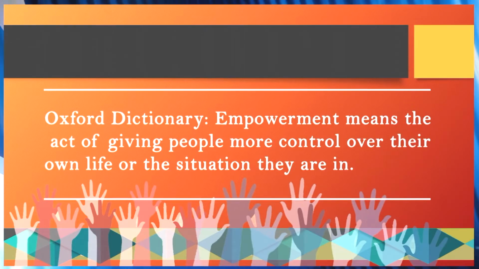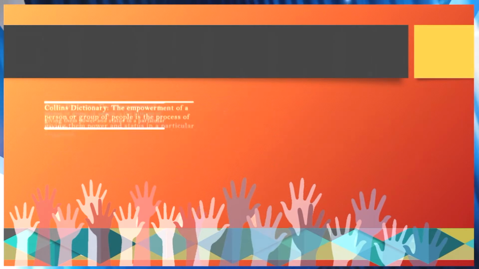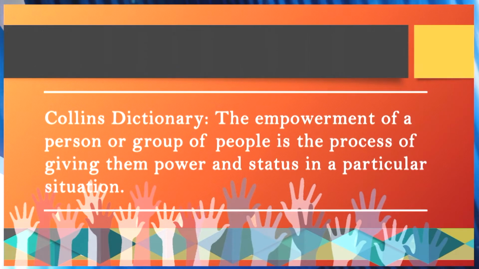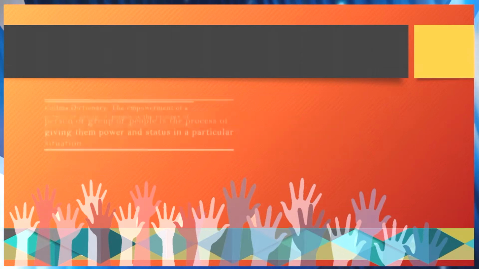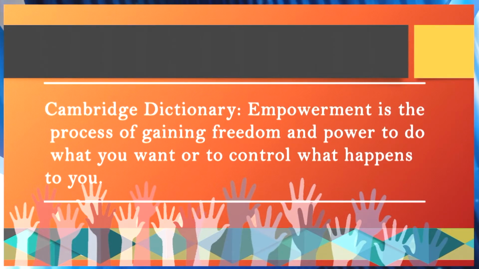Let us now quickly look at some of the definitions provided in some dictionaries. For example, as per Oxford Dictionary, empowerment means the act of giving people more control over their life or the situation they are in. According to Collins Dictionary, empowerment of a person or group of people is the process of giving them power and status in a particular situation. According to Cambridge Dictionary, empowerment is the process of gaining freedom and power to do what you want or to control what happens to you.